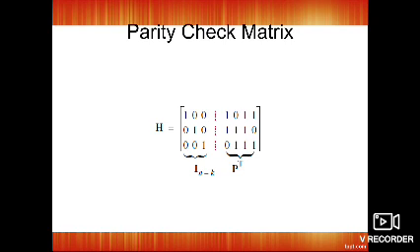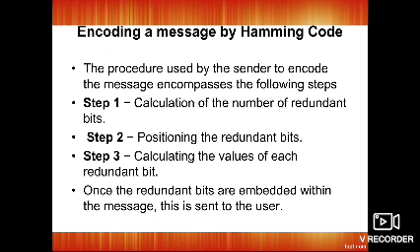P is nothing but the parity matrix, and H is called the parity check matrix. P should be a k cross q submatrix with rows P1, P2, P3, up to Pk. P is nothing but the parity submatrix, and C equal to M into P. Next, H is the parity check matrix. H equal to I of n minus k concatenated with P transpose is the parity check matrix.